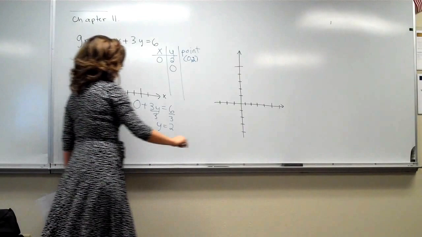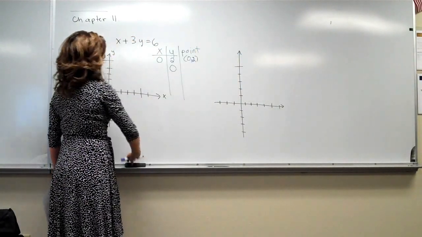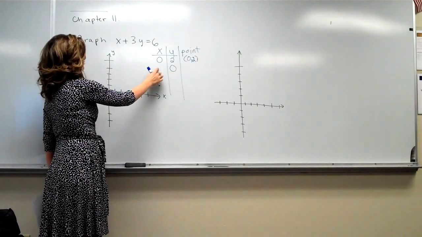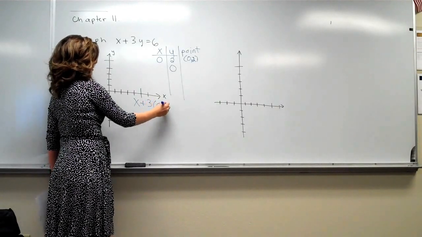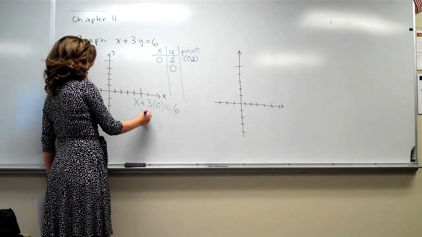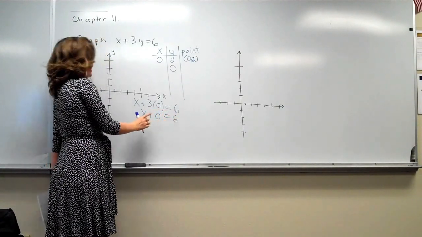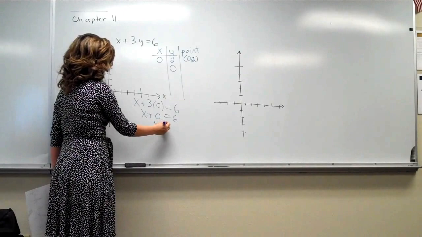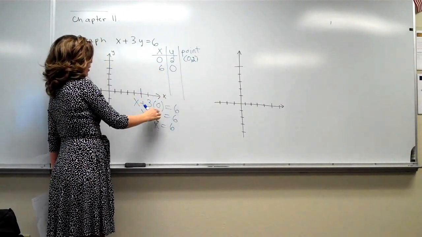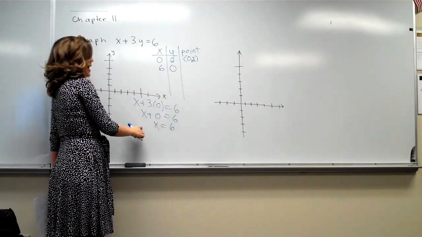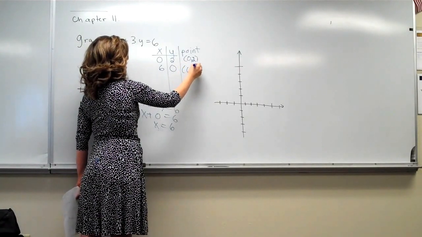All right, now let's do the second one. To find the other intercept, we set y equal to 0 and solve for x. So that would be x plus 3 times 0 equals 6. 3 times 0 is 0. So I get x plus 0 equals 6, or x equals 6. Thus, 6 for x and 0 for y are a pair that make this equation true. Thus, the point would be 6, 0.